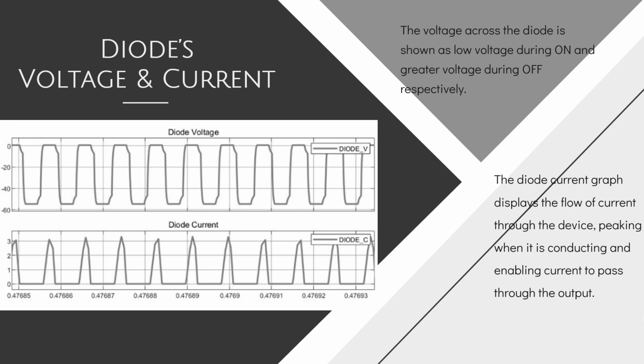In this graph, we can see the behavior of diodes in the converter. The diode current graph illustrates the passage of current through the diode, peaking when it's conducting, enabling current flow to the output. Conversely, in the off state, the diode current reduces to a minimal level, almost zero, due to its blocking nature.